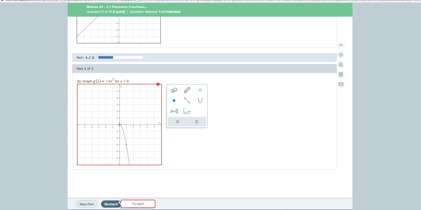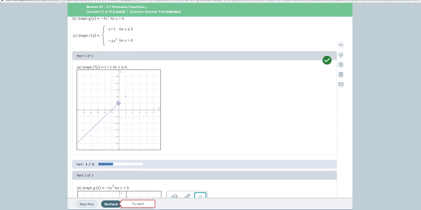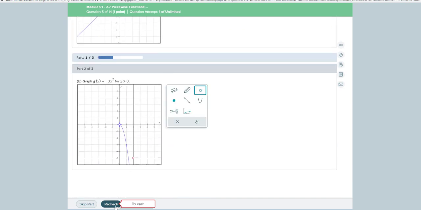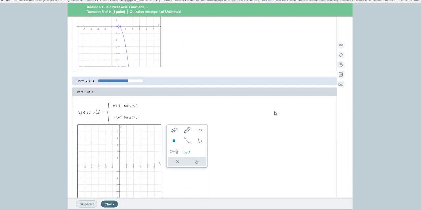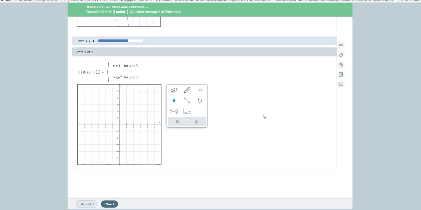Oh no, try again. What did we do wrong? Oh, here we go. It said when x is greater than 0. Look, see how it's marked at 0? So we need to make sure we put the open circle right there. And again, open circles are used when we have strictly greater than. Up above on this one, we had a solid closed circle because we had the equal to part. So let's recheck it. Success! Yay!